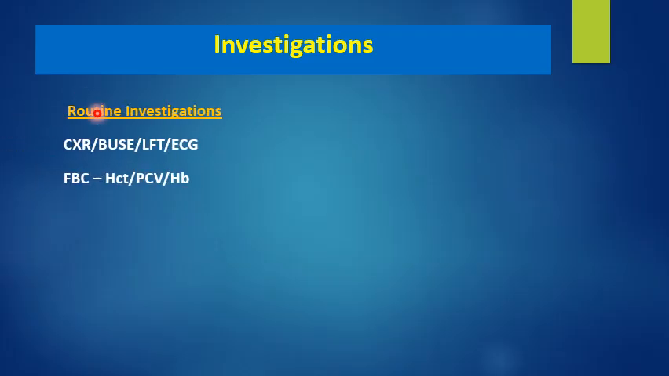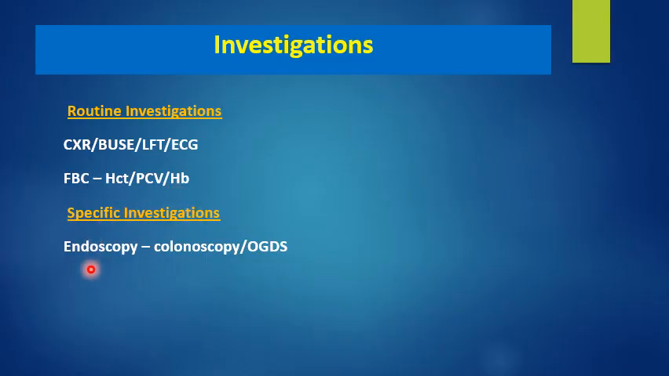Okay, now coming to what investigations must be done for these patients. Routine investigations include chest X-ray, renal function, liver function, ECG, and full blood count, especially your full blood picture, especially your hematocrit, PCV, and hemoglobin levels. The most important specific investigation is endoscopy, and in this case colonoscopy. Sometimes you may have to do an OGDS as well, because you may not be sure whether the bleeding is from higher up.